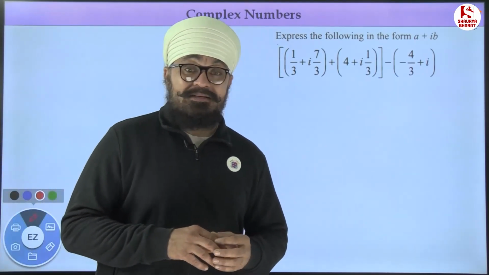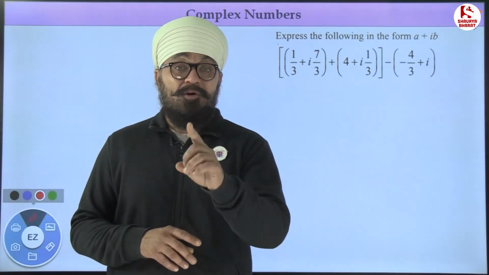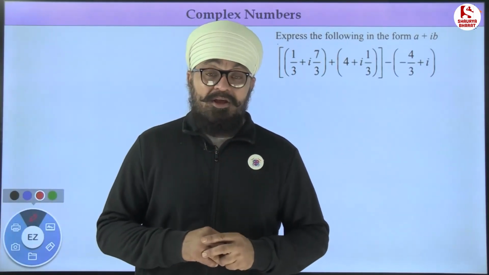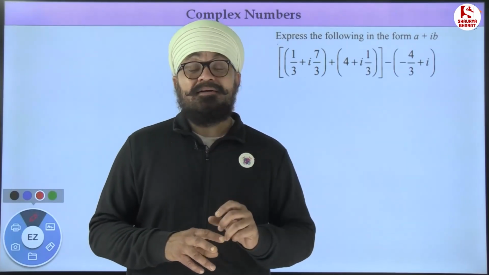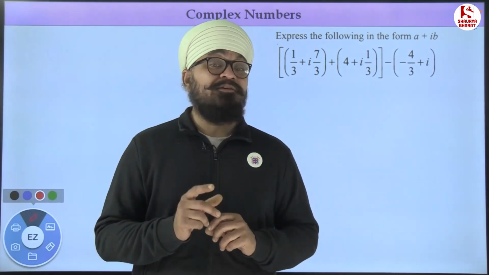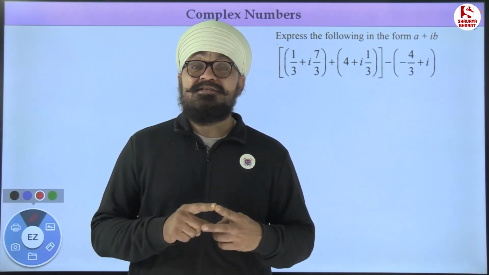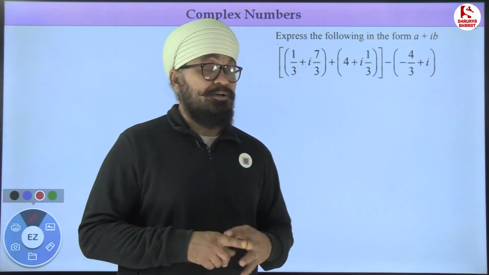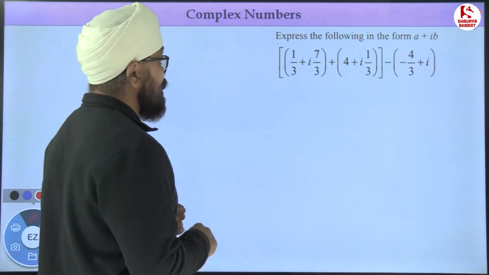The question says, express the following in the form of a plus iota b. This is the Cartesian form, the main important form of a complex number, where we have to separate the real part and the imaginary part. Before that, we have to take the help of the operations that we have studied, addition and multiplication, but here we are having only addition. So, let us take that addition part.